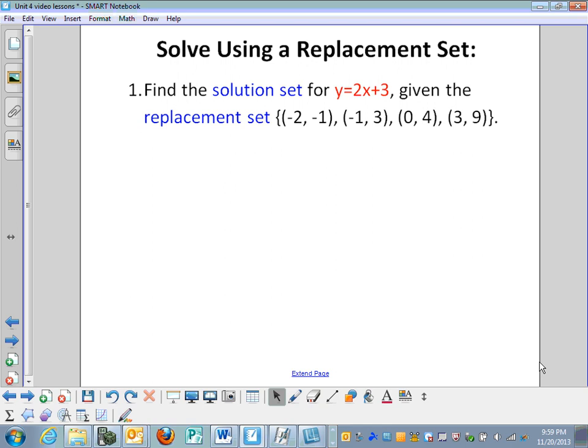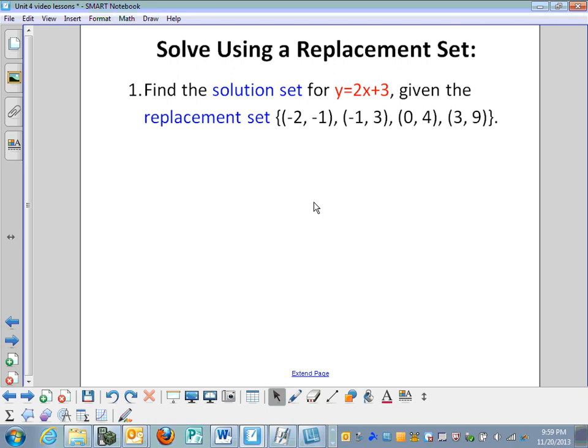Solve using a replacement set. Alright, so today we're going to find the solution for y equals 2x plus 3 given the replacement set (-2, -1), (-1, 3), (0, 4), and (3, 9). So what we're going to do is determine which points lie on the line, which point, when substituted in, gives me a true statement.